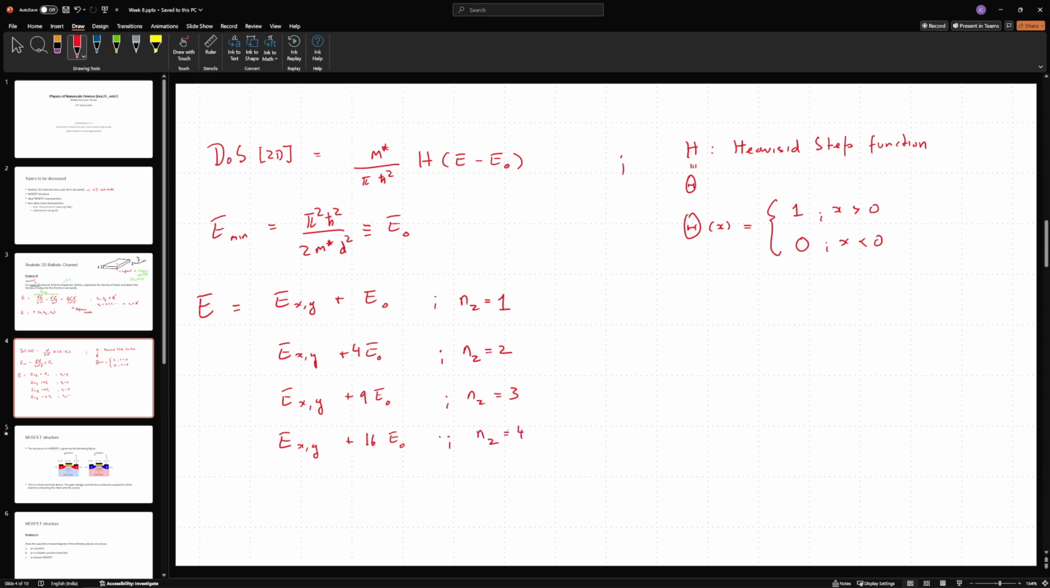Notice that even while fixing the Kx and Ky values, I can still have infinitely many distinct energy levels by varying nz. So now how is this going to look? As long as nz is not 2, only these energy levels will exist. And for each of these, even if I set Kx and Ky equal to 0, the lowest possible energy in that subband is going to be this quantity right here, either 4 E naught or 9 E naught or 16 E naught. Okay, so now what does that do to our density of states?